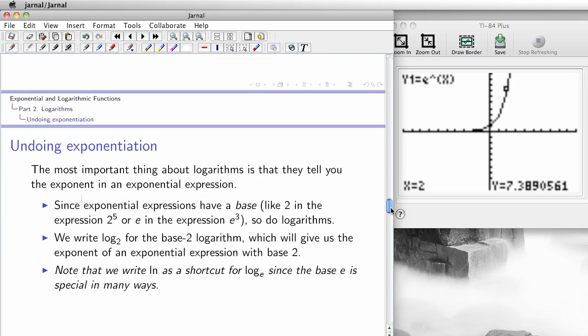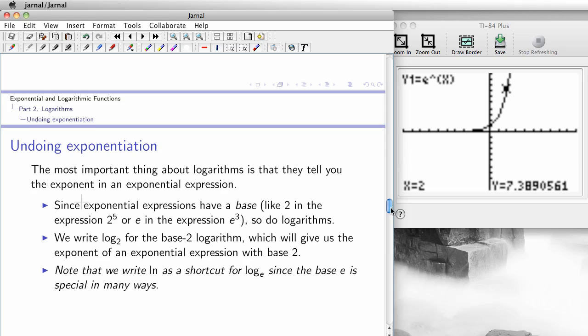Now we're going to turn our attention to logarithms. And as much as you don't like exponents, you probably dislike logarithms even more. But logarithms also, from a calculus point of view, are very nice. They have a very simple derivative rule. So for calculus problems, we actually don't mind logs at all.